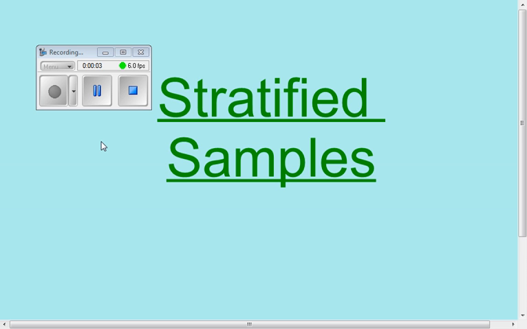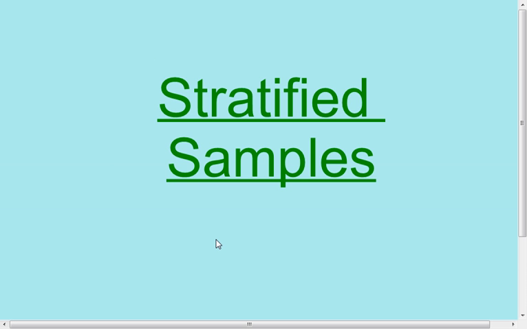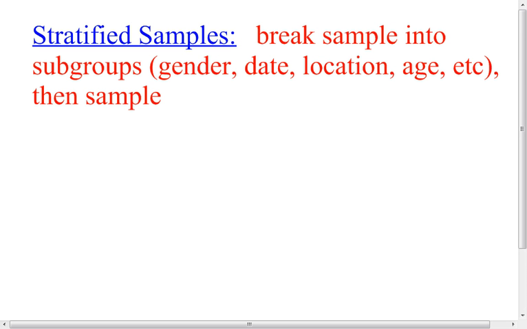Okay, we have one little quick lesson today, and it is about stratified sampling. It's another way to sample so that you can get a little bit more specific data. Basically, stratified samples are where you break samples into some sort of a subgroup.